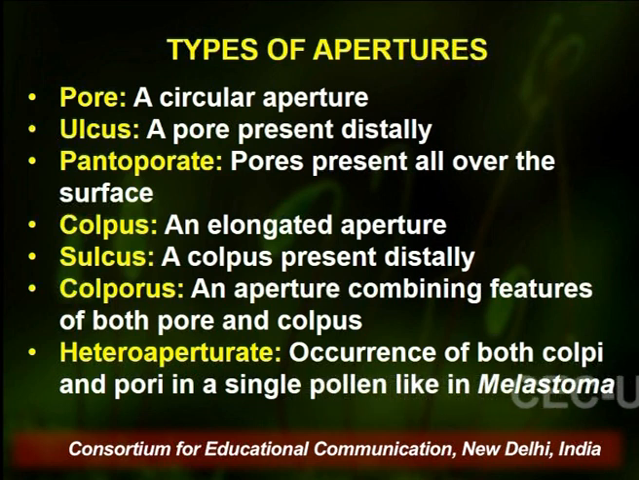Now, when the aperture is not circular and it is elongated in shape, we call it a colpus. If the colpus is present on the distal end, then it is referred to as a sulcus. Colporate is an aperture which combines features of both pores as well as colpus. Heteroaperturate pollen grains are the ones where there is occurrence of both colpi as well as pori in a single pollen grain, as is seen in Melastoma.